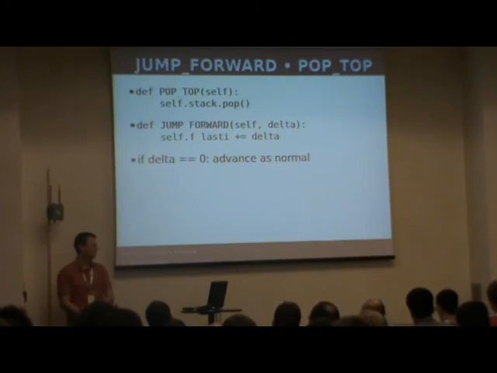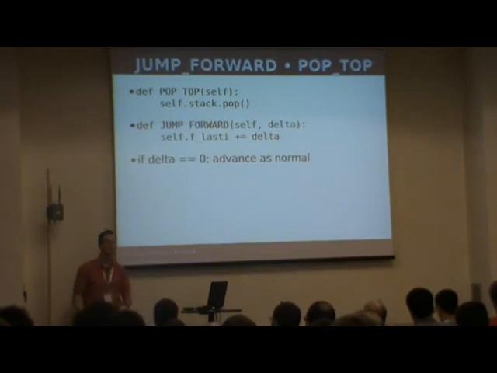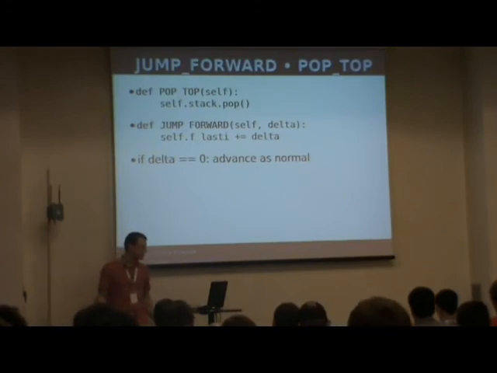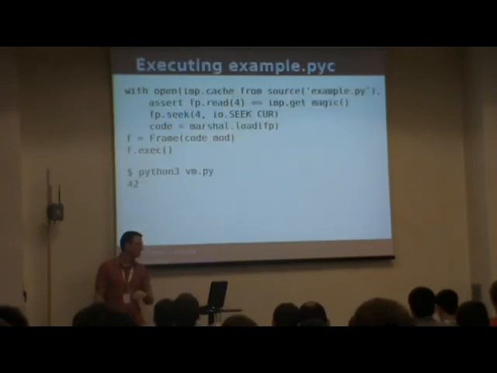It's very straightforward. Just update the instruction pointer. Pop stack is just discarding the argument. We don't care about the return value of the function. Right? We don't care about the return value of the print. That's why we've got pop top in there.